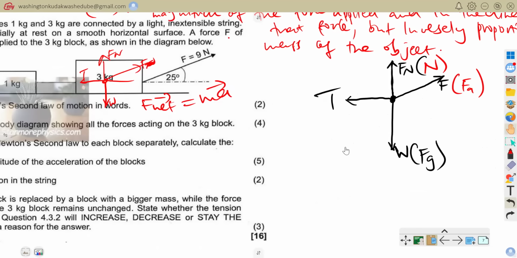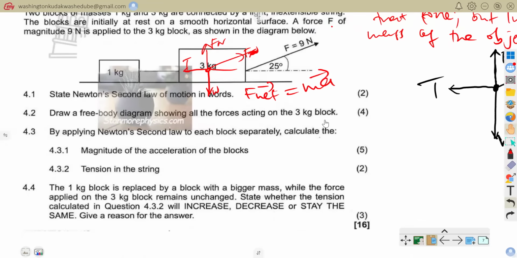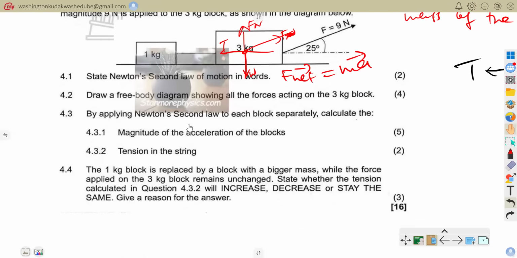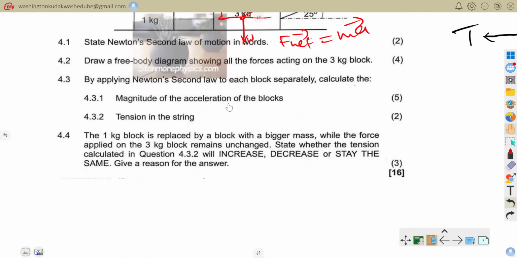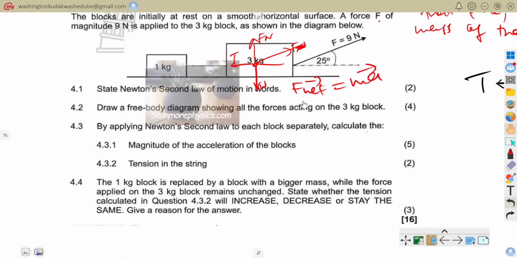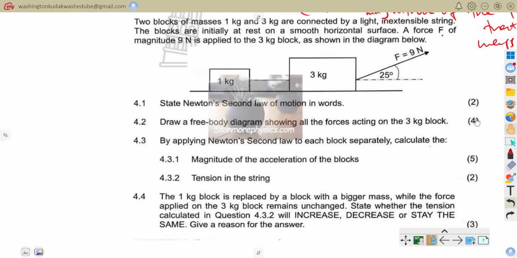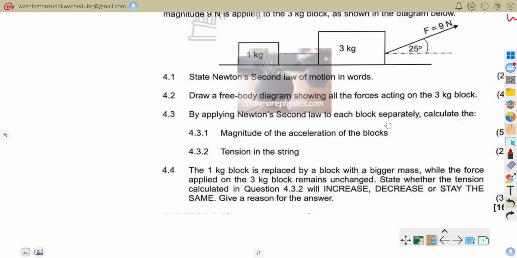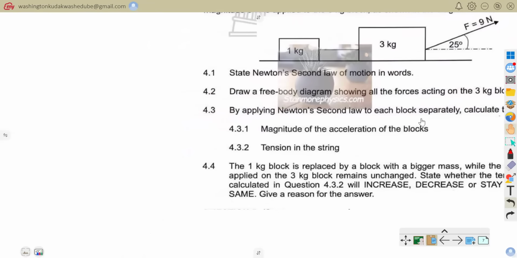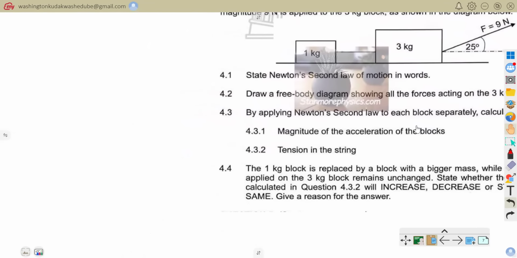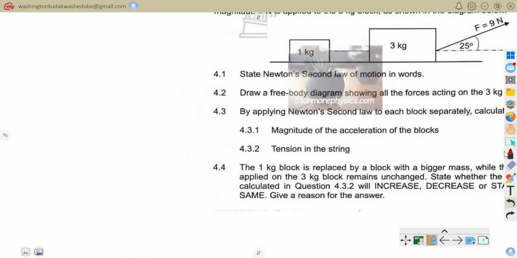If that is the case, now let's go to, by applying Newton's second law to each block separately, calculate the magnitude of the acceleration of the blocks and the tension in the string. Now, maybe I'll need these. So what I can do is to take these this side so that at least I can see them whilst I'm working out everything that I need to work out there, so that when I'm referring to whatever, you can see.